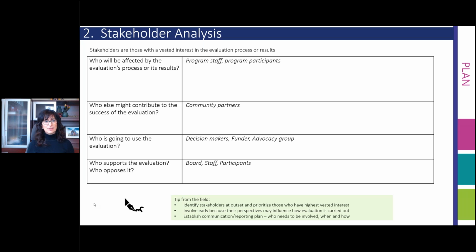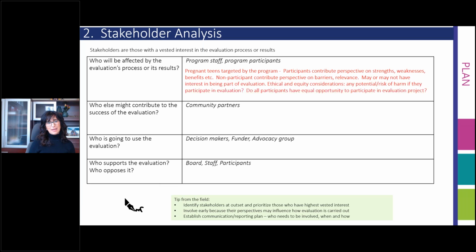So around stakeholder analysis, what we want to ask ourselves is, who will be affected by the evaluation process or its results? So we want to think about it. It's typically program staff and program participants. So we're going to run an example through today, just to give you an idea of the type of information that you would be collecting. And so here, it's a pregnant teens program.